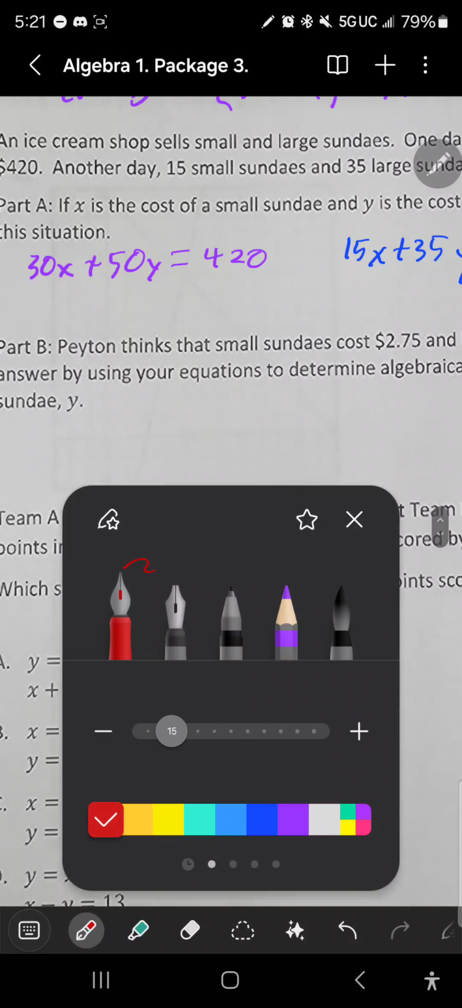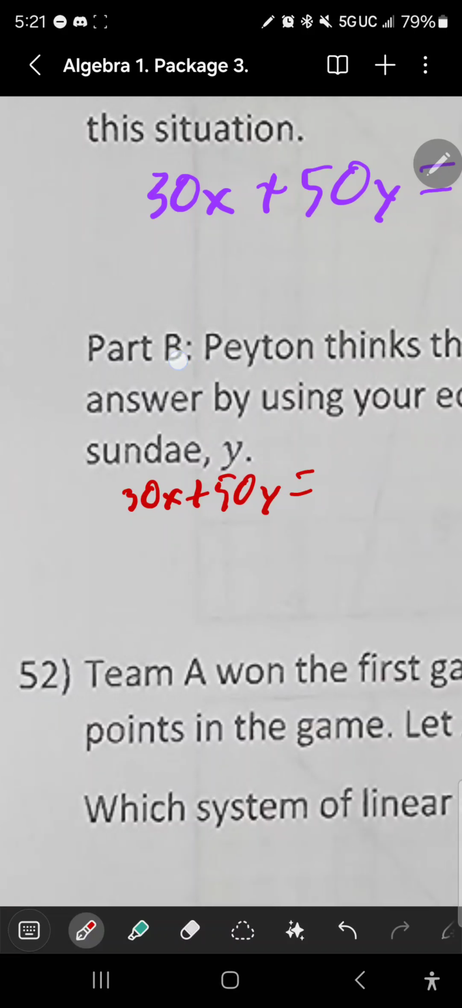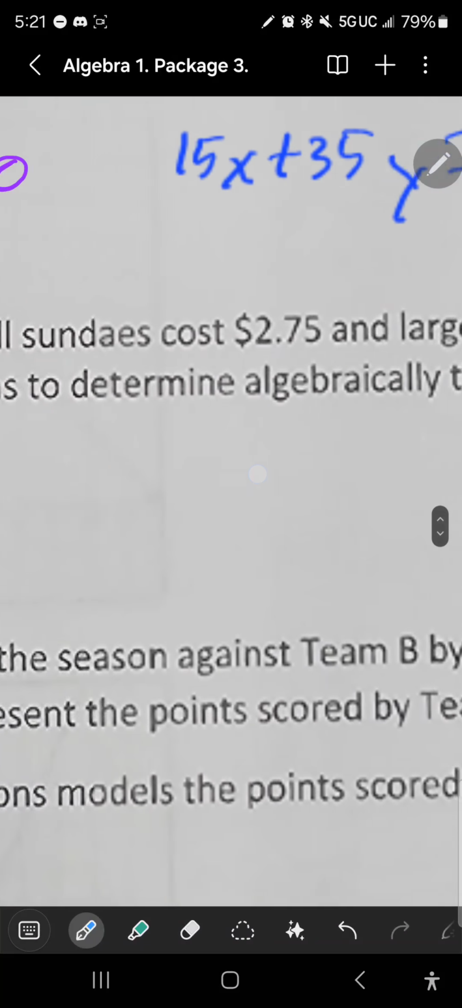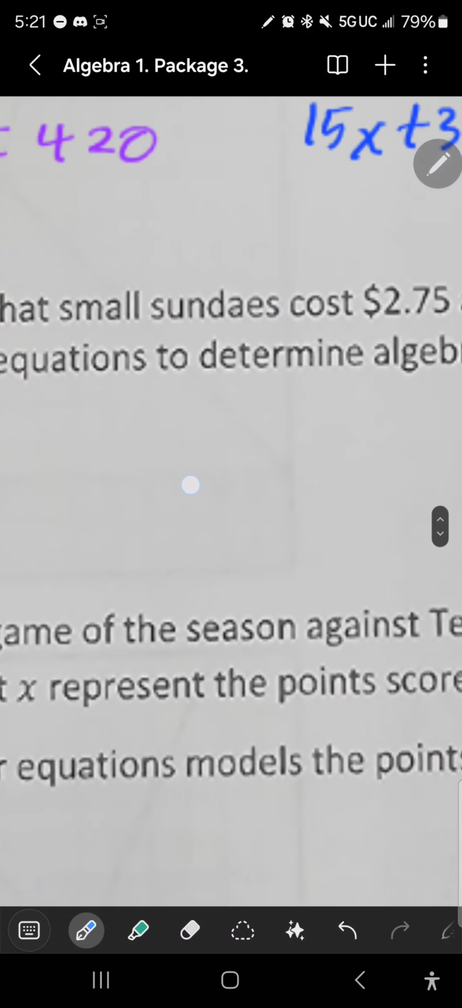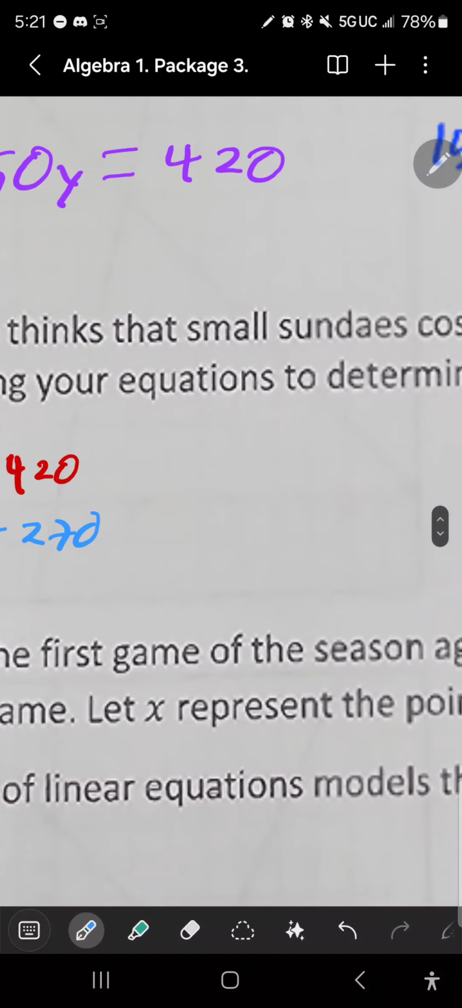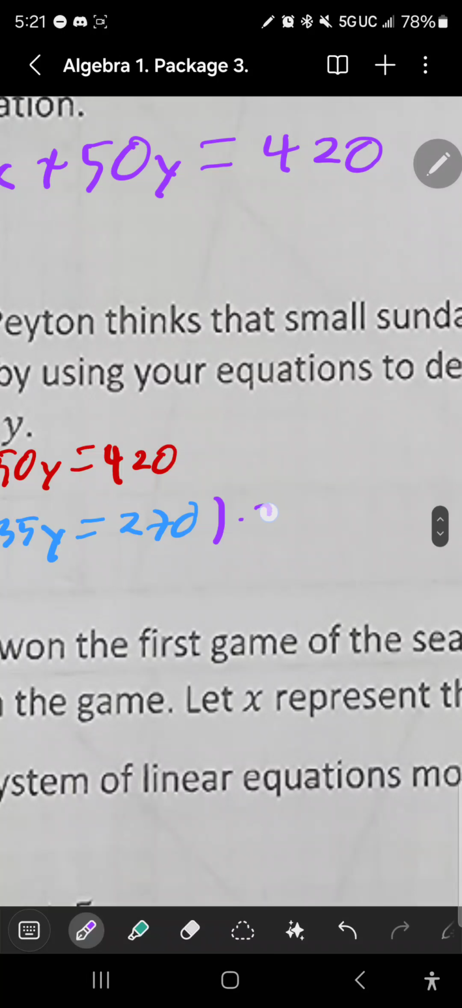So I'll do this. I have this equation. I'm going to write them both here. 3x plus 50y equal 420. Now 15x plus 35y equals 270. Now as I can see, this value is twice this value. So I can multiply the bottom one times 2. So that's what I'm gonna do.